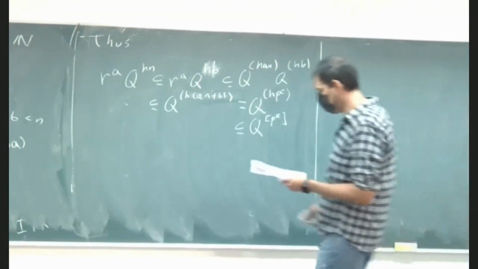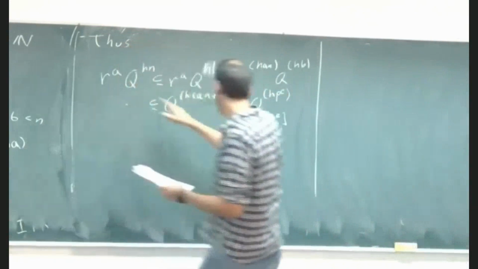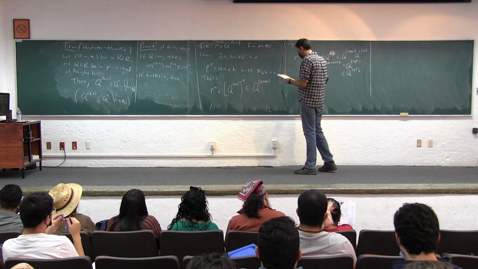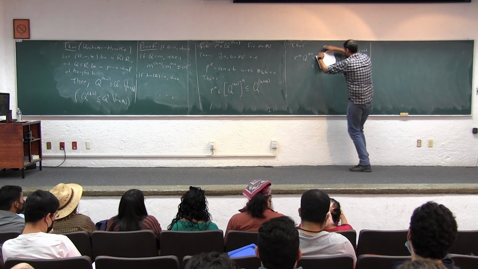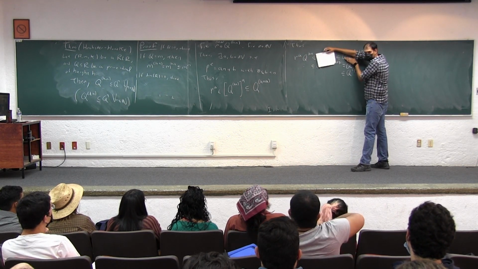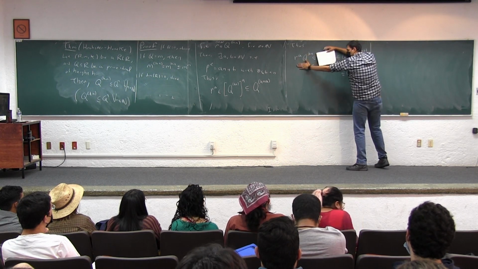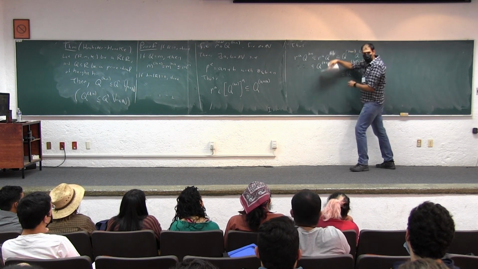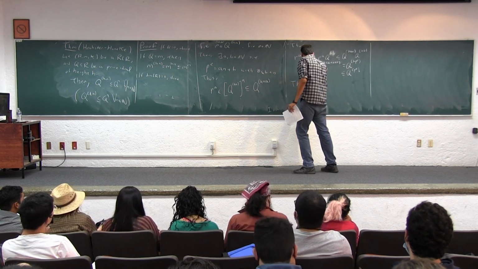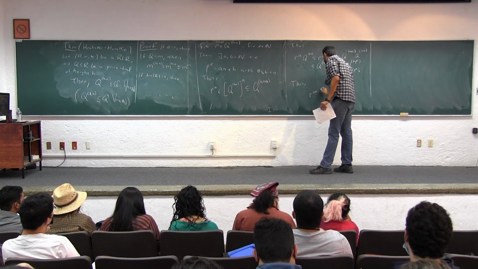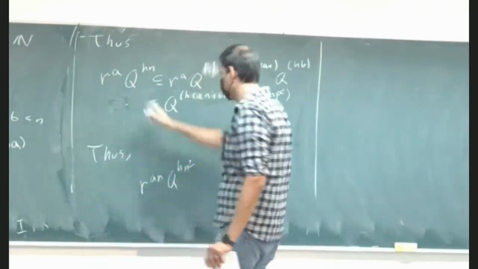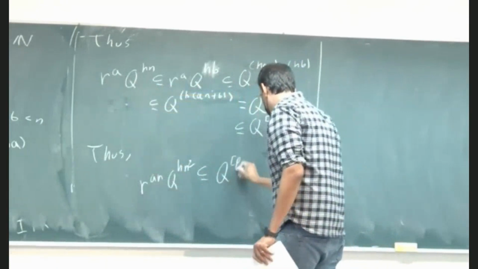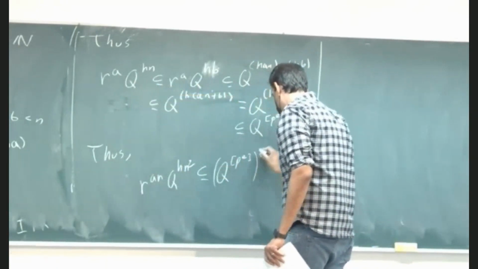Okay, so what we have? We have that this one is contained here. So if you give me, let's just forget about this thing in the middle, and then take the power to the n. Everything to the power n, and this to the power n, and then the containment stays. So those r to the a to the n, q to the h n squared, which is the same as pressing this to the n, is contained in q bracket p to the e to the n.